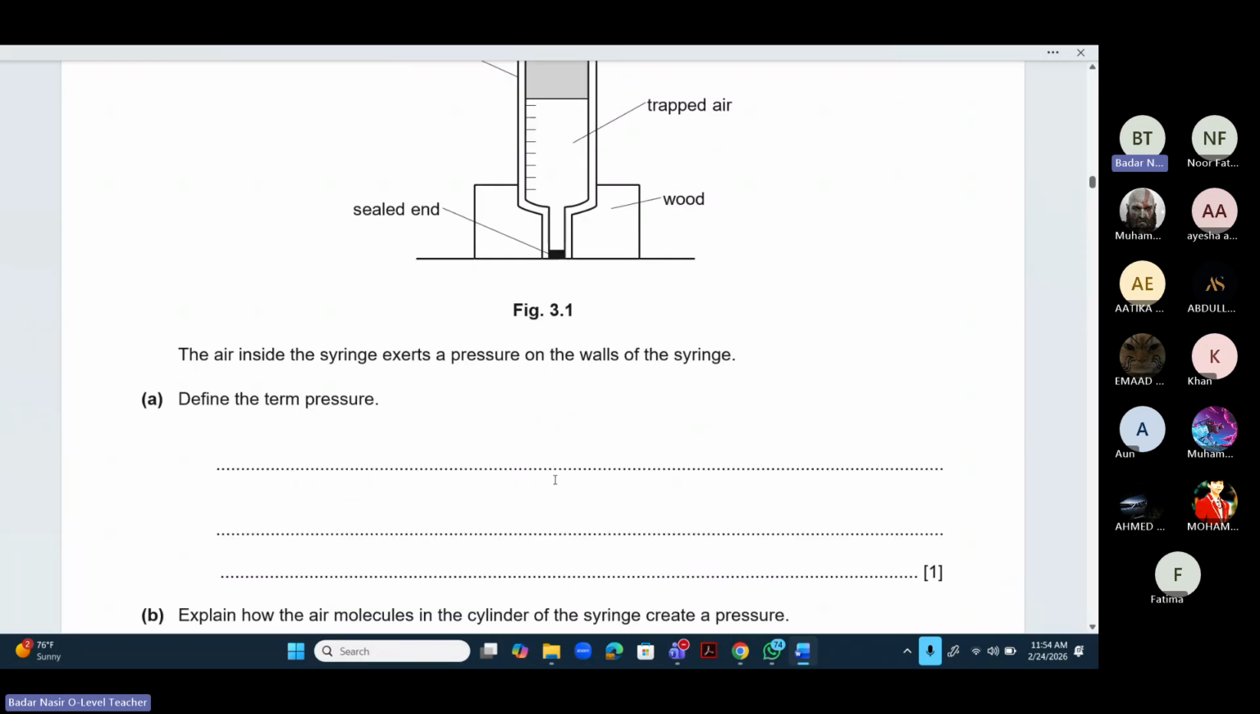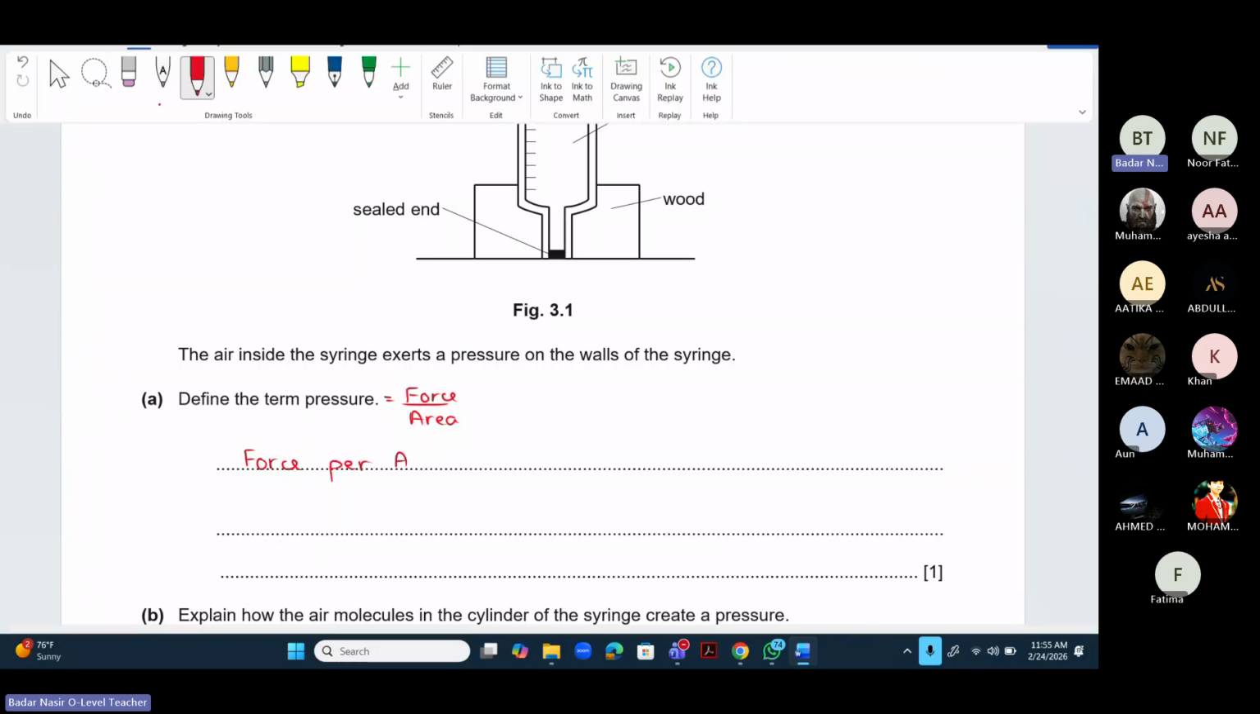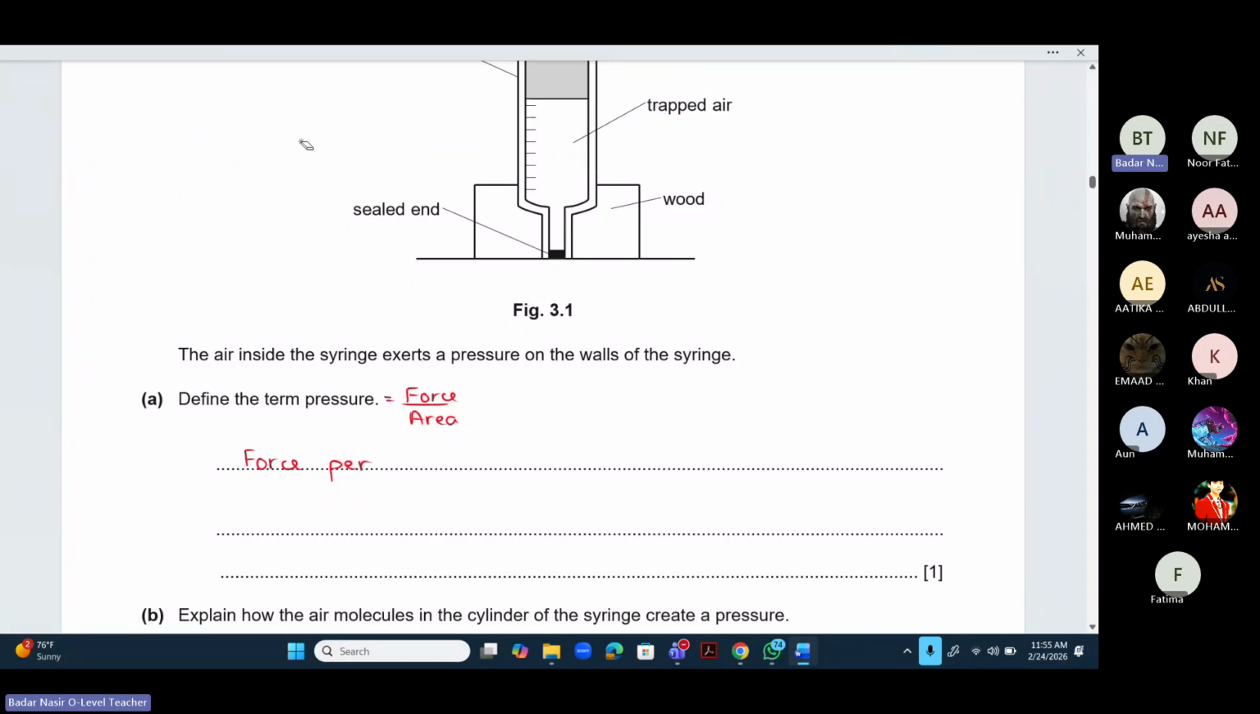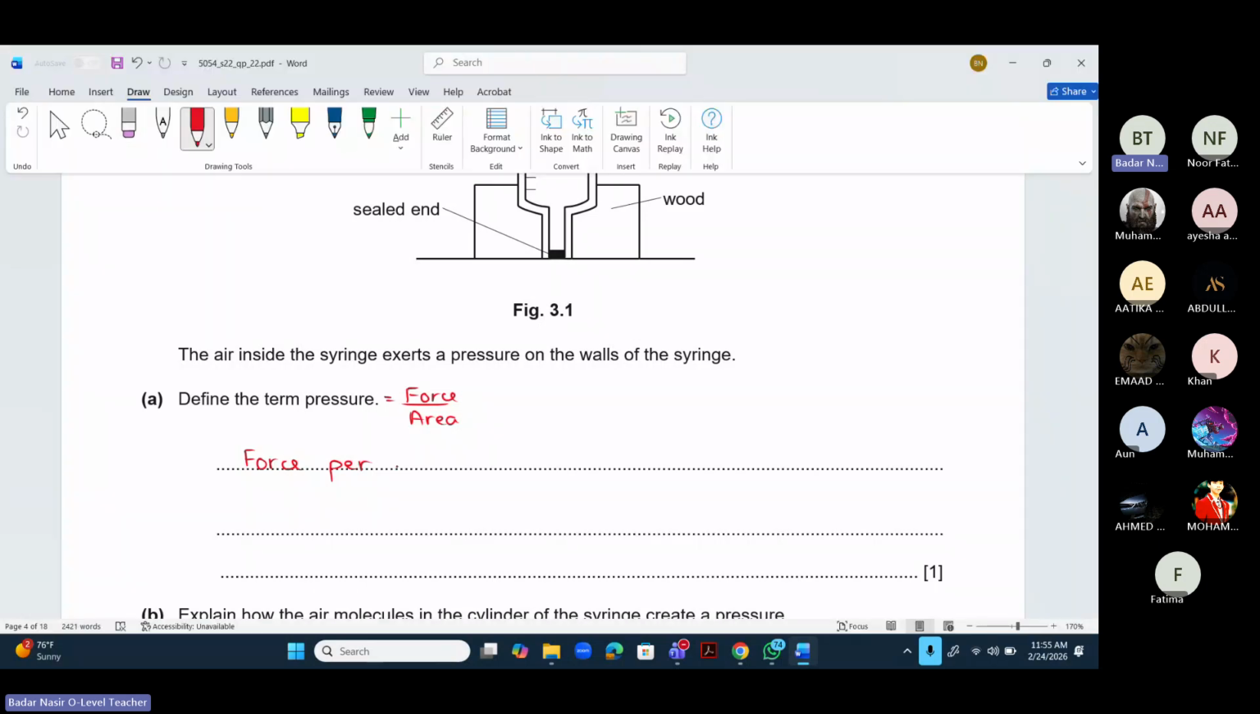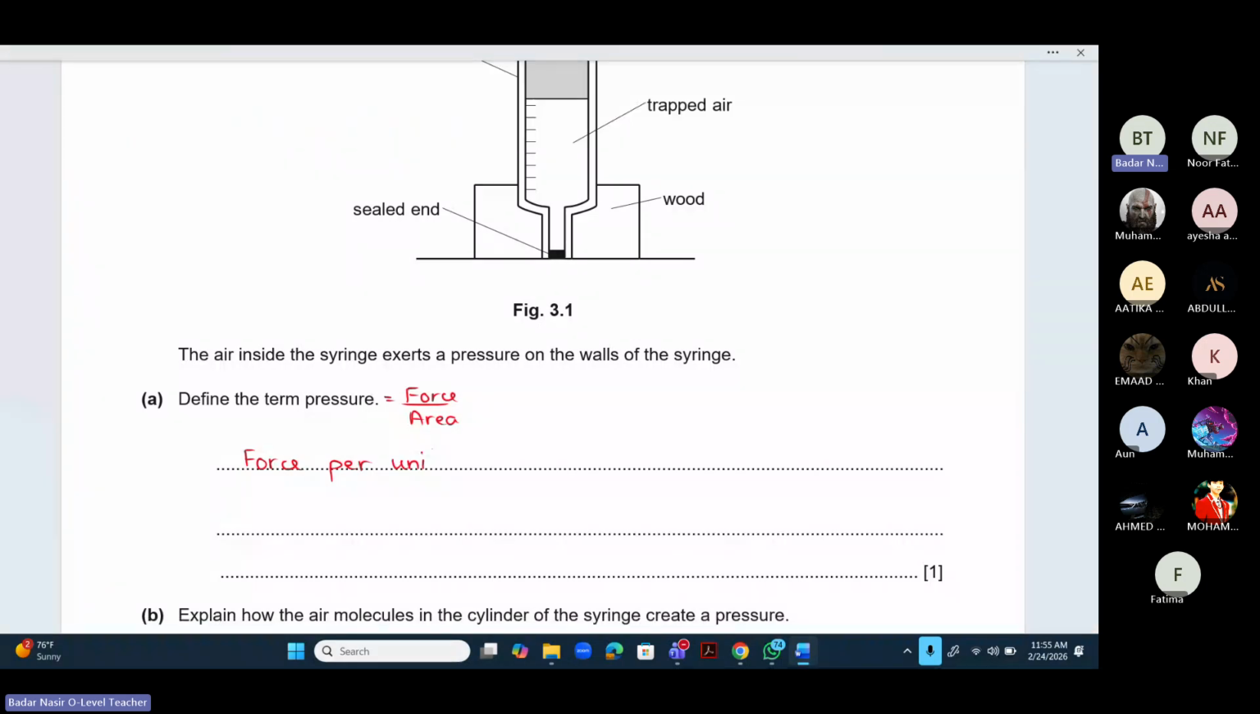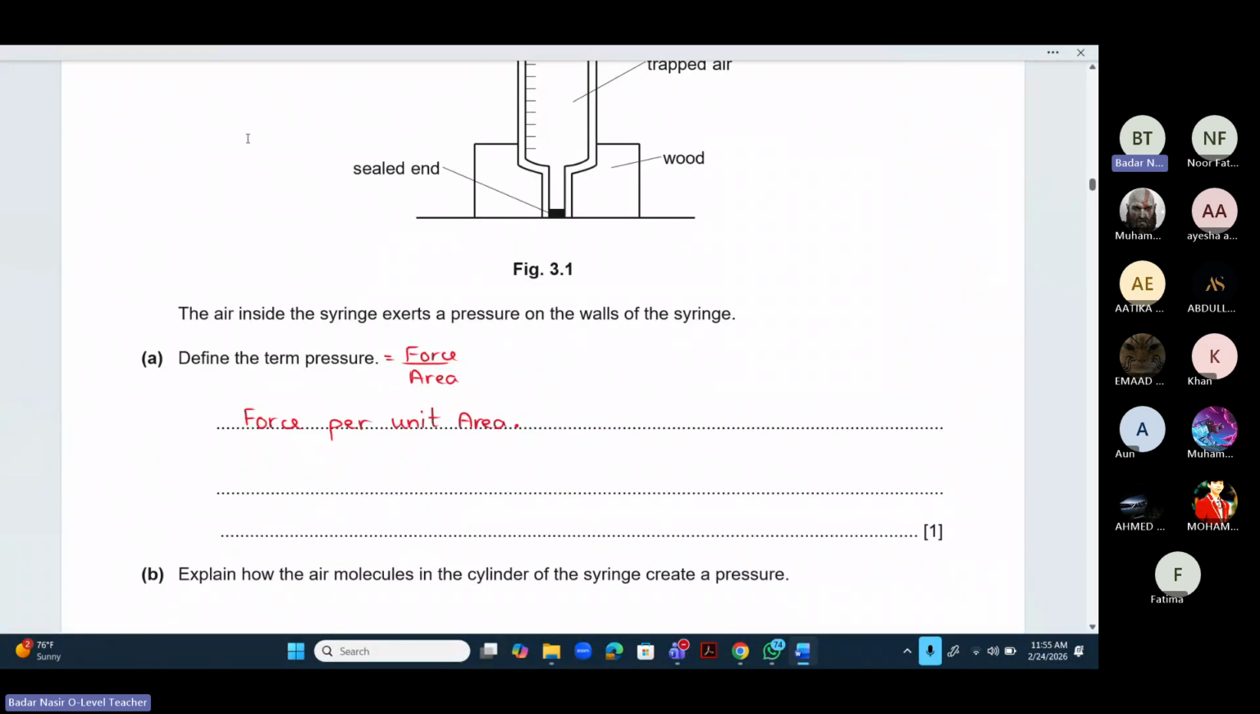So define the term pressure. मैं आप लोगों को बार बार कहता हूं कि if you remember the formula, so it's very easy to define it. So pressure का formula होता है force over area. So force per unit area. You just have to add the word per unit and you get the definition. So force per unit area is called the pressure.